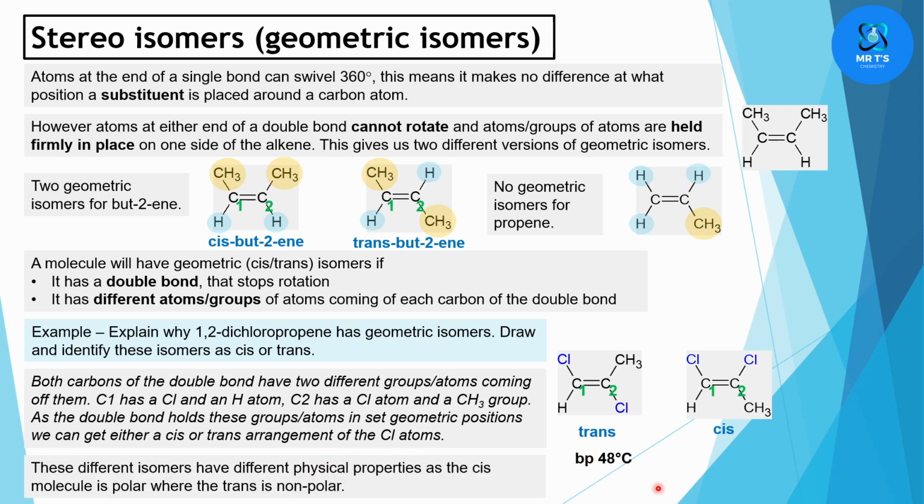And actually the boiling point of the trans one is 48 degrees Celsius, where the boiling point of the cis one, because it's polar and it will have slightly stronger intermolecular attractions, has a higher boiling point. So that's one of the important reasons we want to know whether it's a cis or a trans geometric isomer. Hopefully this has helped you, and you now have a better understanding of geometric isomerism.